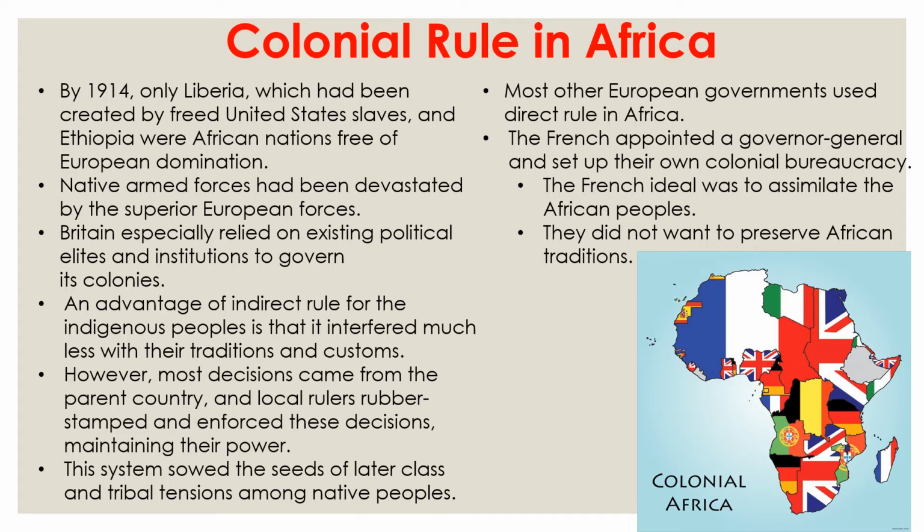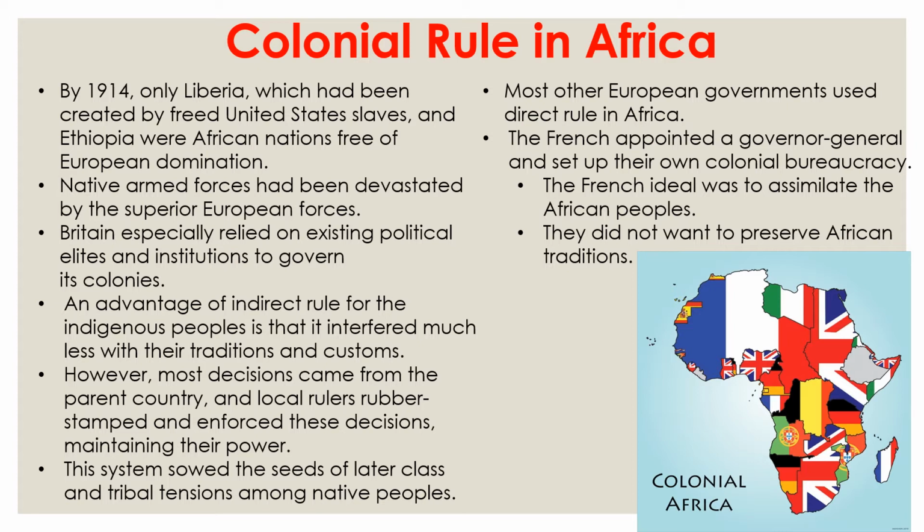You can look at this map I have here, and it shows you this. All those flags represent the European nations that had taken over the various places. Native armed forces had been devastated by the superior European forces, the superior weapons of the European forces. Britain especially relied on existing political elites and institutions to govern its colonies, more indirect rule than direct rule, as much as they could because it was cheaper, as I said before.